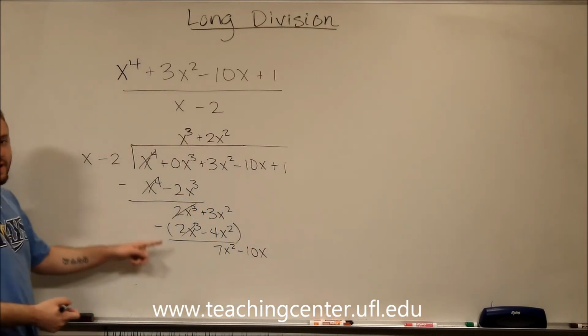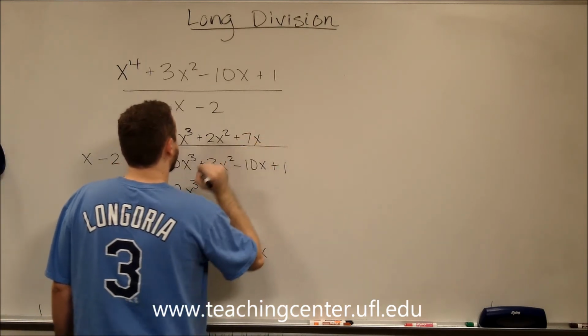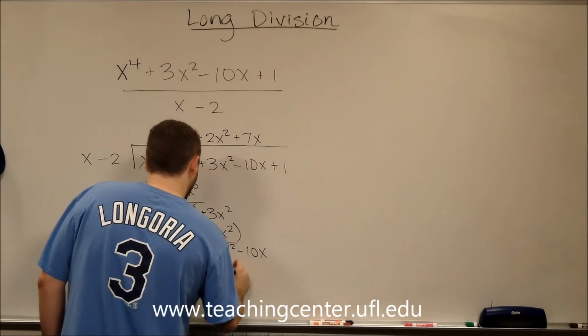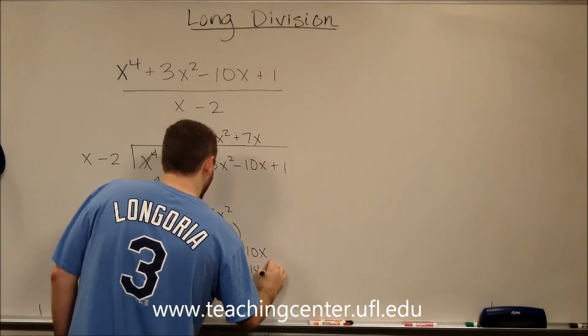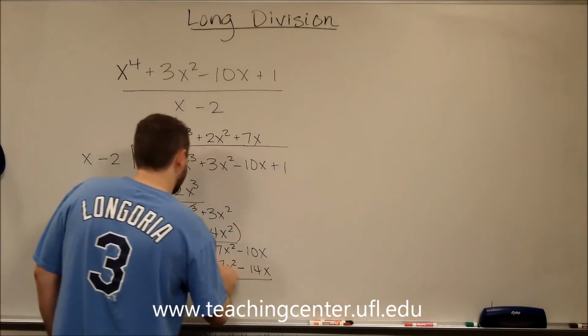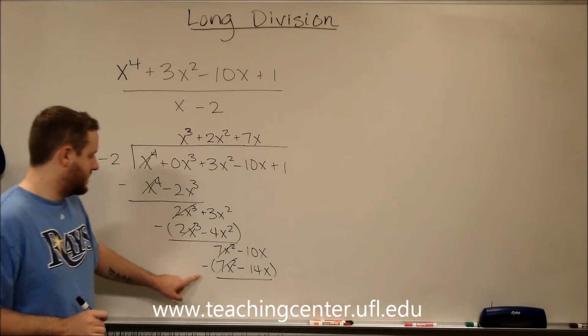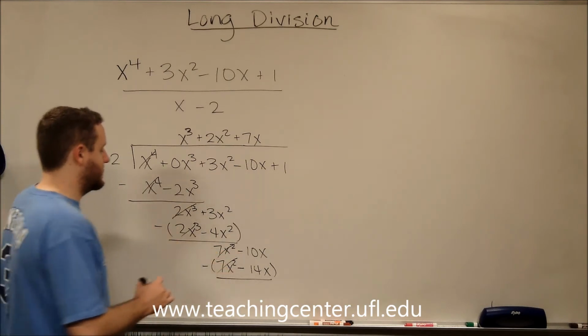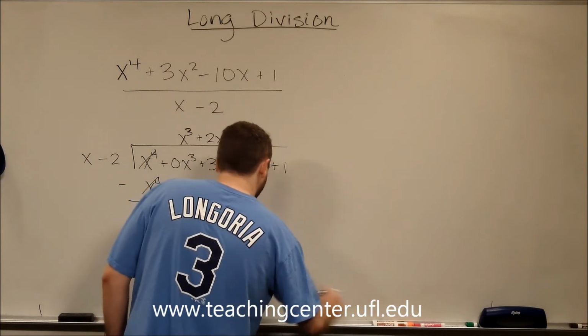Continue here. How many times would x go into 7x squared? We get plus 7x. Multiplying back through, we get 7x squared minus 14x. The 7x squareds cancel. Negative 10x plus 14x gives us 4x. And finally, we'll bring down the plus 1.